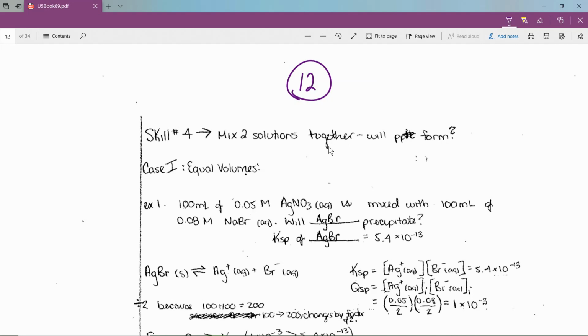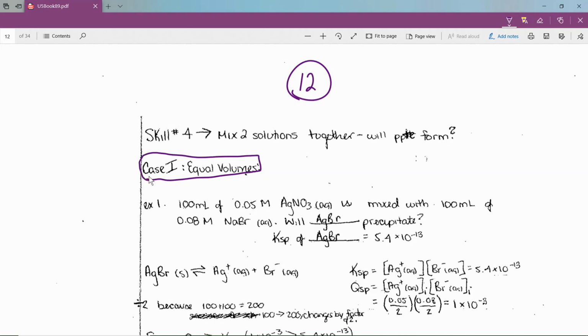Sometimes we do want to pour one solution into another. We want a precipitate to form and then filter it out. Maybe it's a pollutant that causes lots of issues in our water supply. We want to find ways to trap it and get rid of it and hide it somewhere, right? The only case we look at in this chapter, we'll just look at equal volumes, okay? Which allows us to do a shortcut.